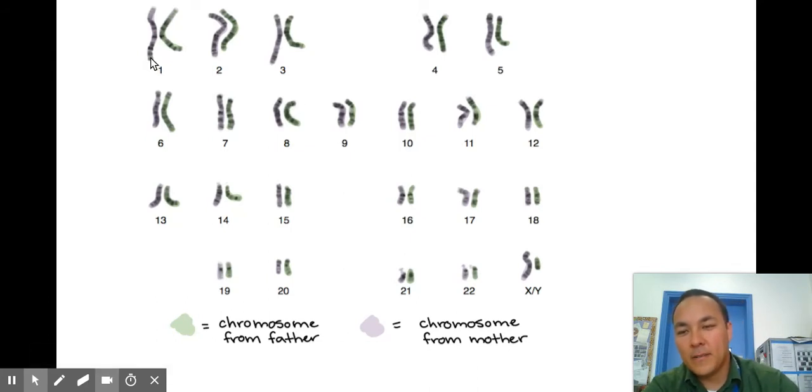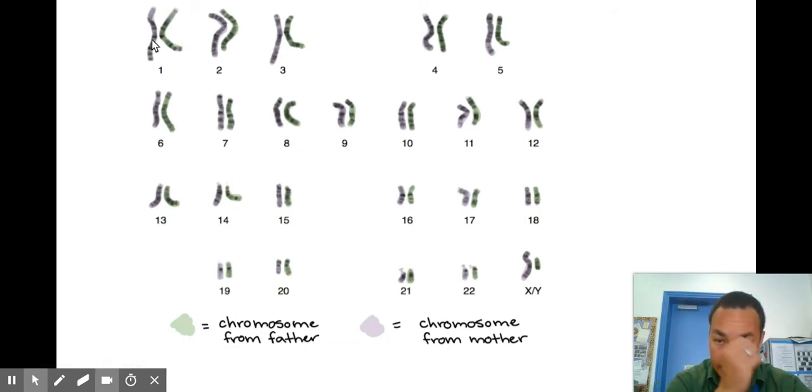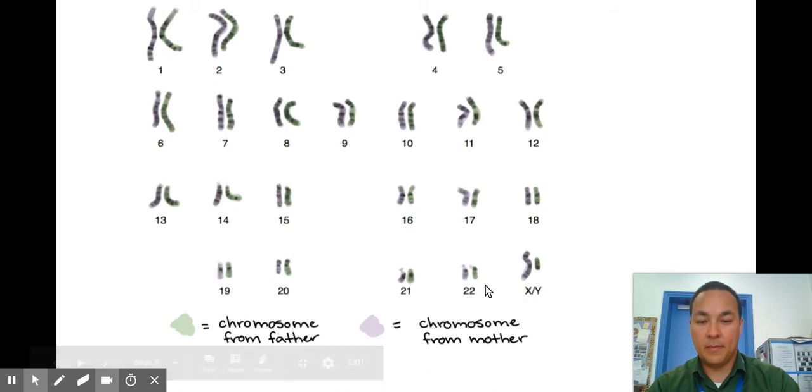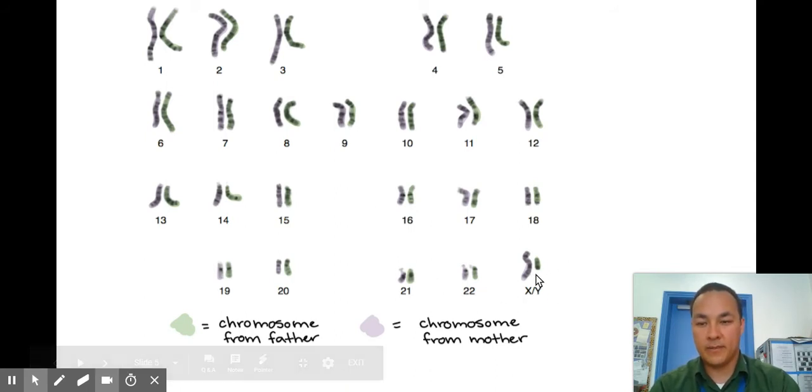Here, chromosome number 1. Let's pretend that purple is from mom and green is from dad. So here this is mom, dad, mom, dad, mom, dad, mom, dad. So this would be a homologous pair. Homologous pair, homologous pair. In humans, we have 23 pairs of chromosomes. These would be homologous pairs, 1 through 22. They're called autosomes, and here would be the sex chromosomes.